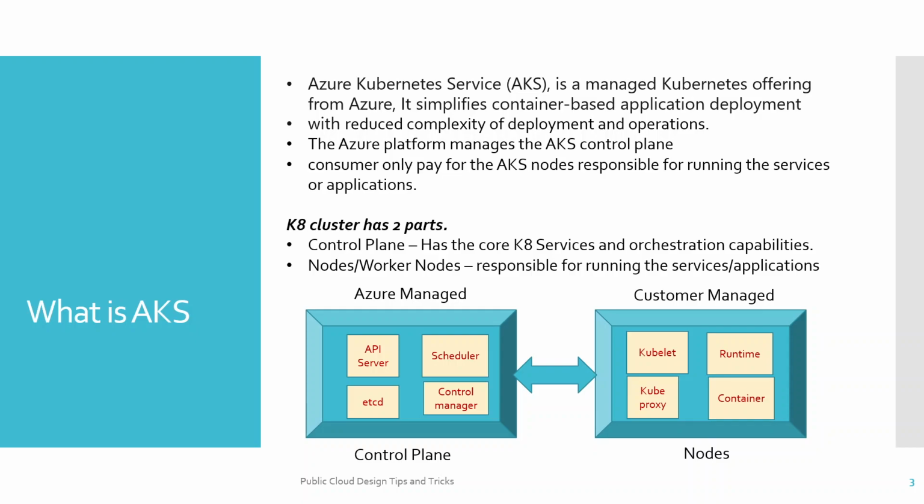I've already explained it has two parts: the control plane and the worker nodes. The control plane has the core Kubernetes service and orchestration capabilities, and the nodes are responsible for running the container applications. So that is how you can define it. Primarily, there are four parts within the control plane and also four parts in the nodes area.